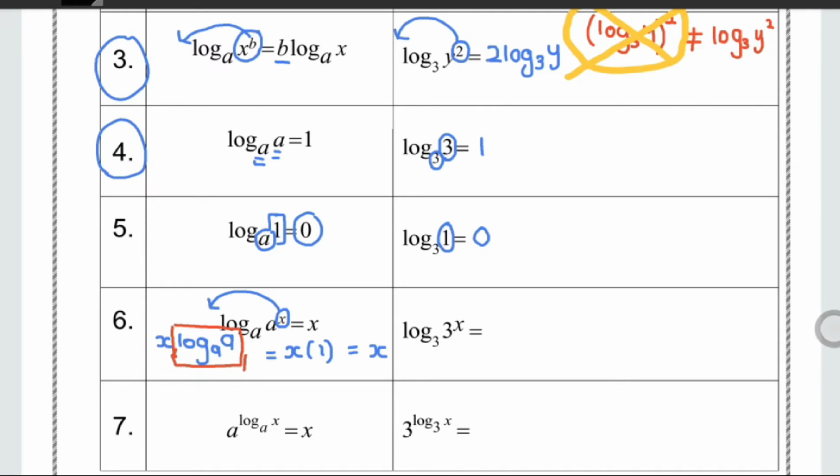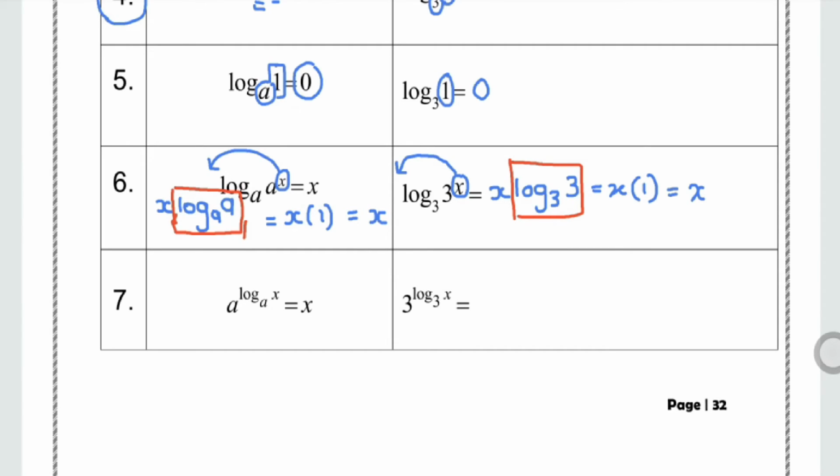From our example here, we have log 3 to the power of x base 3. Again, we have x as the power, so just bring x to the front. Then we will have x log 3 base 3. And again, the argument and the base are just the same. So log 3 base 3 will be 1. So x times 1, which is x.